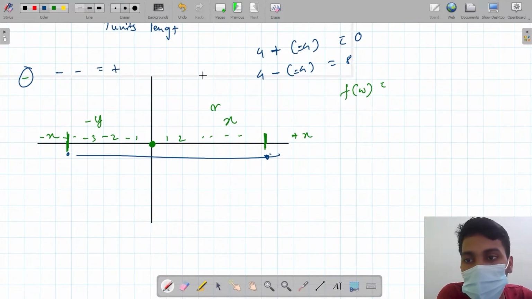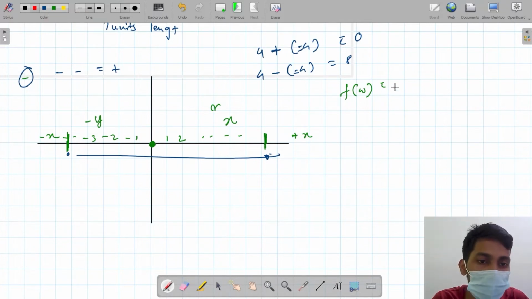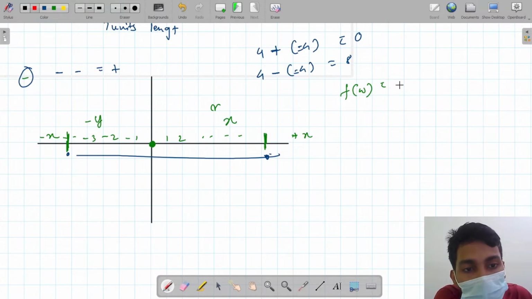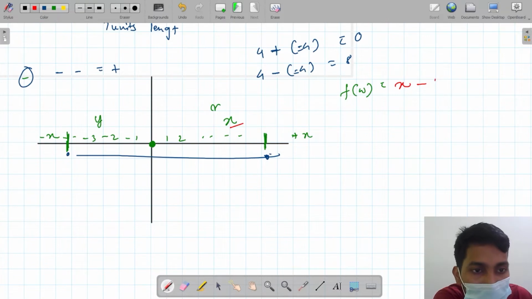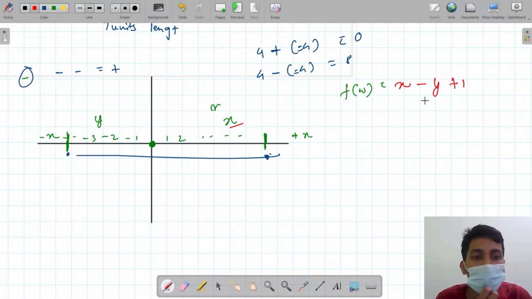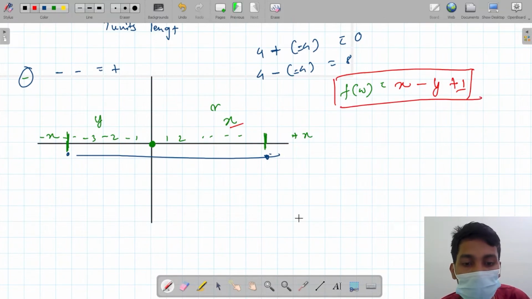So with this we can develop the formula. What can be the formula? The formula can be written as: let's say this is an x distance, then x minus, let's say this was a y distance. Instead of this minus y, this is going to be y plus 1. Now what is this plus 1 signifying here? What is this plus 1 telling us?